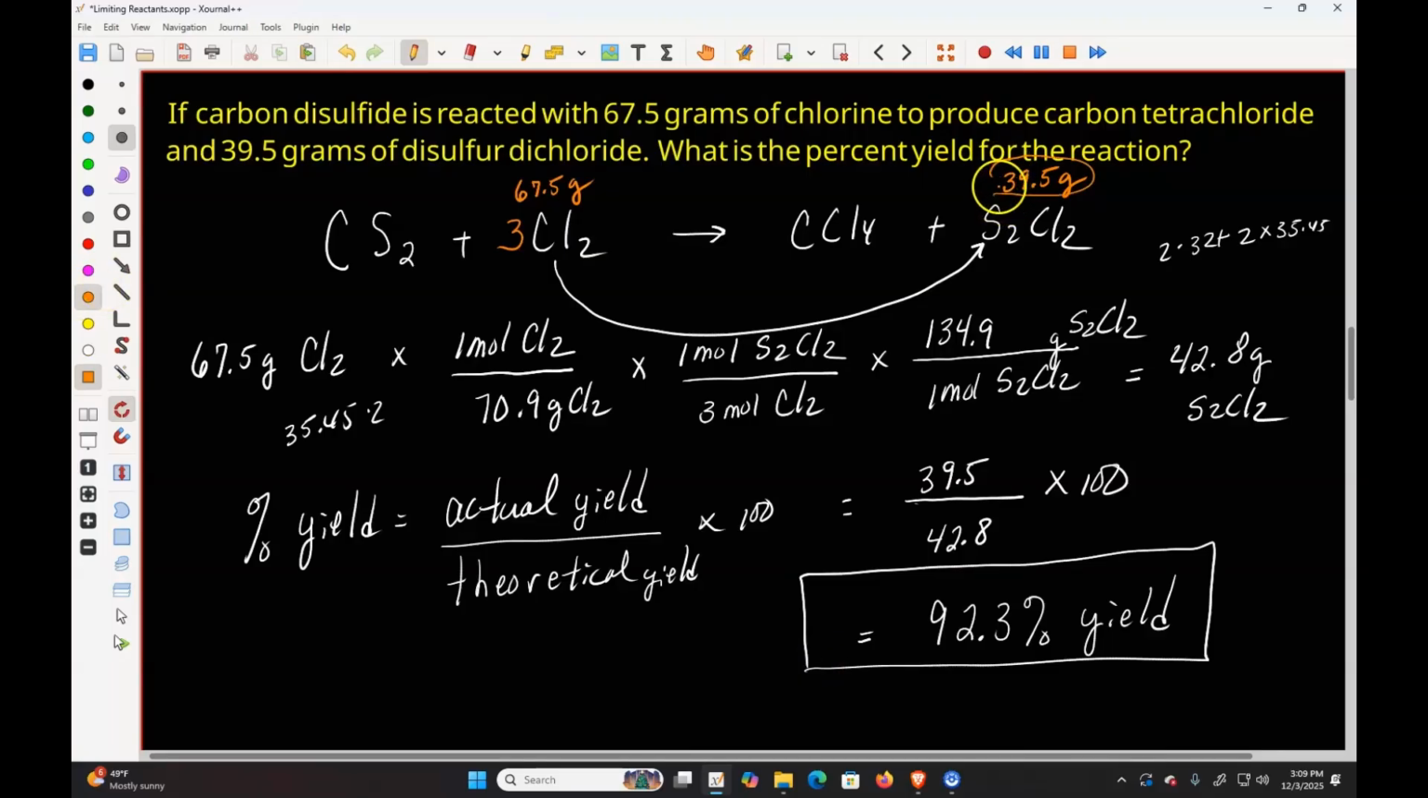Remember, the actual amount is on top. And when I solve stoichiometry, this would give me the theoretical yield, which goes on bottom.